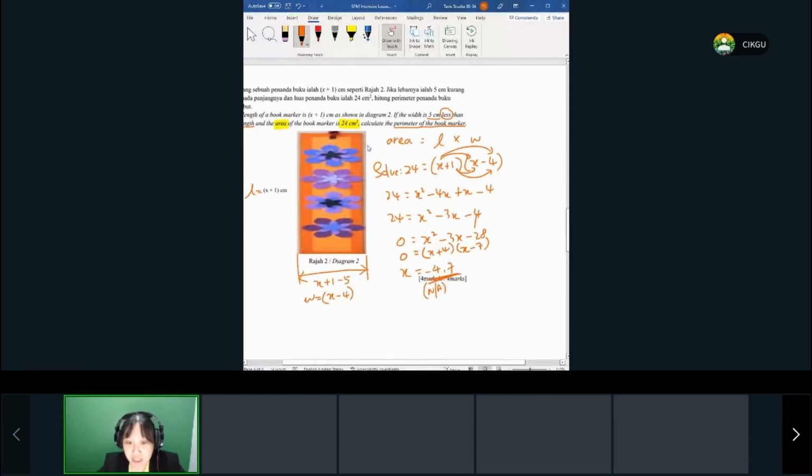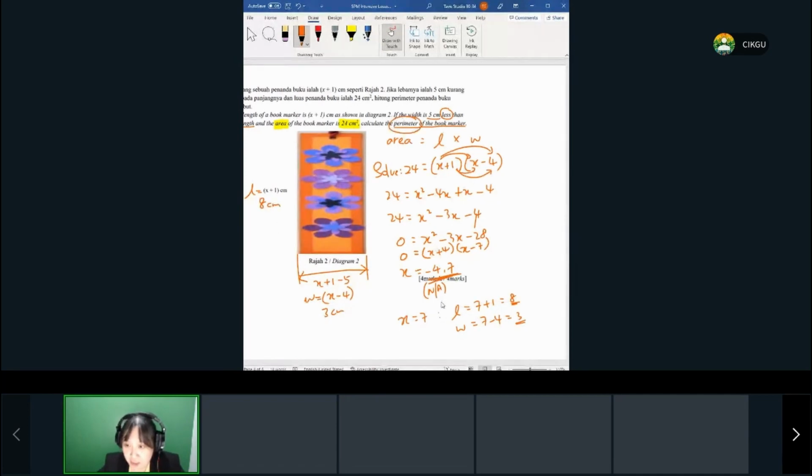Okay, so done. We get our x value as 7. So now you can do it already, sub the 7 into your width and your length. So obviously your length is going to be 7 plus 1, which is 8. Okay, good. Width, 7 minus 4, which is 3. So that means your width is going to be 3 centimeter. Length is going to be 8 centimeter.